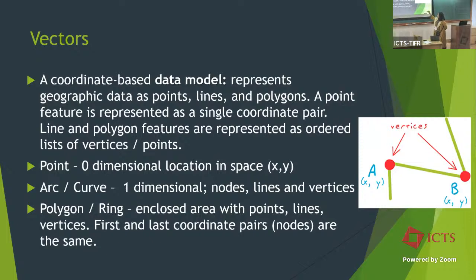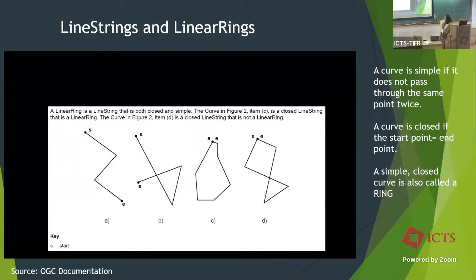So a polygon or a ring is an enclosed area. That's very important. It has to be closed with points, lines, and vertices, with the first and the last coordinate pairs or the nodes being the same. So that's how it becomes closed, yeah? Okay, so this is QGIS terminology. You have line strings and linear rings. QGIS refers to what Esri used to call an arc as a curve, okay? A curve is simple if it does not pass through the same point twice, and a curve is closed if the start node and the end node are the same. And QGIS calls a simple closed curve a ring or a polygon, yeah? So the figure in C here is what's known as a ring in QGIS, or a polygon.